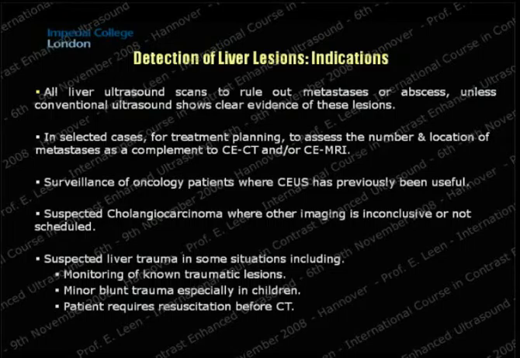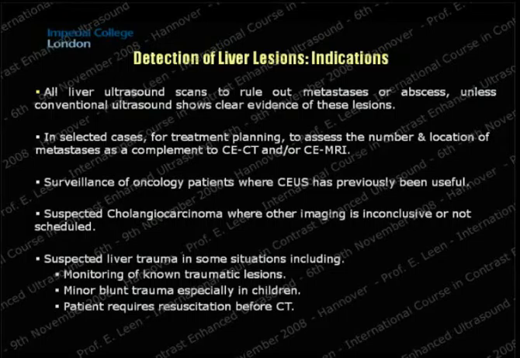The fourth indication is when you suspect there is cholangiocarcinoma, for example, anybody with biliary tree obstruction, and you think there might be a mass causing the biliary obstruction, and when other imaging modalities, such as CT or MR, are inconclusive.